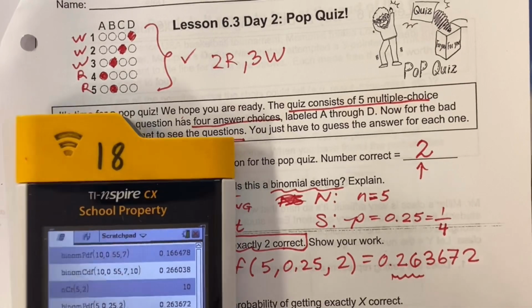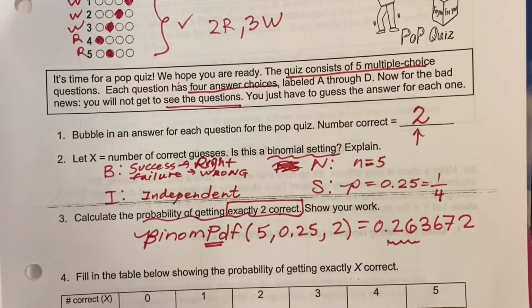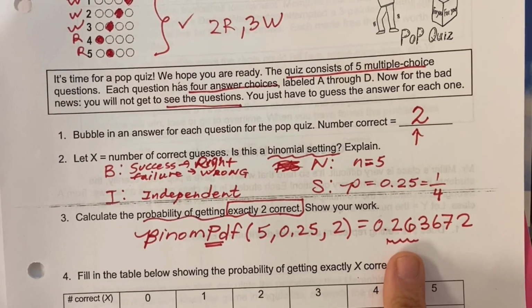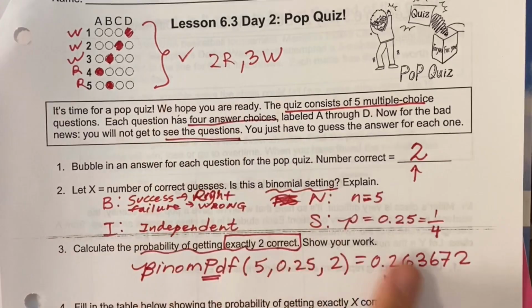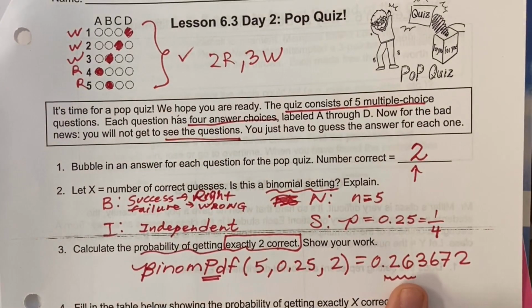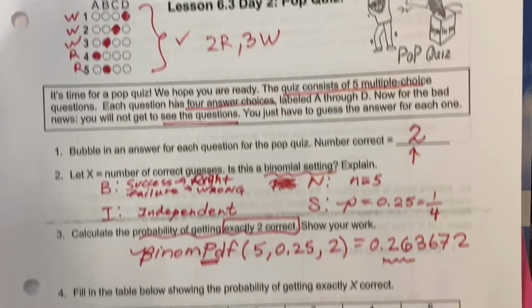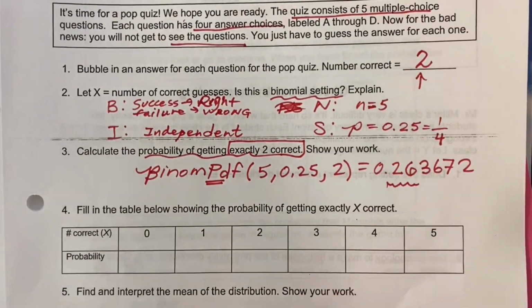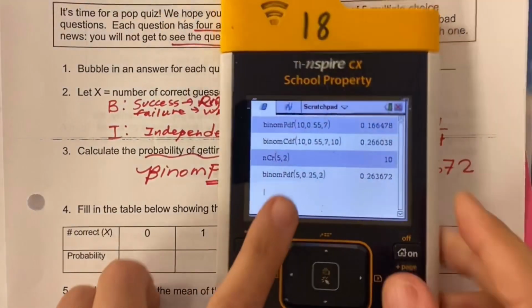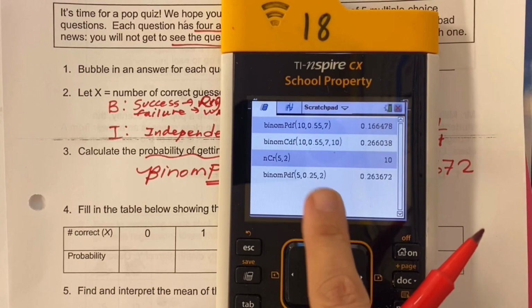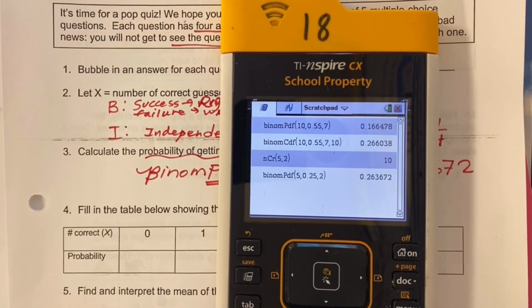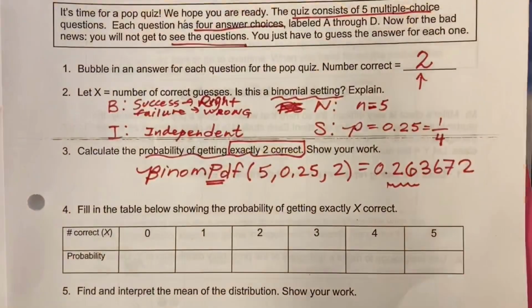Now, sometimes we guess with a little bit of knowledge, so maybe our chance would go up. But because the questions were totally hidden, the only way to get it right would be to get it right by purely guessing. Okay, now let's fill in the table. Again, I showed you last time how to do it by hand. You can Google the words binomial PDF calculator and pull one up too. Okay, give it a try.